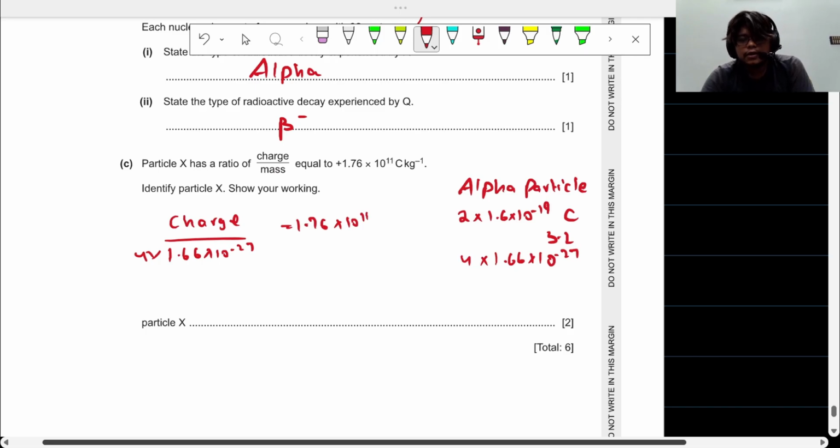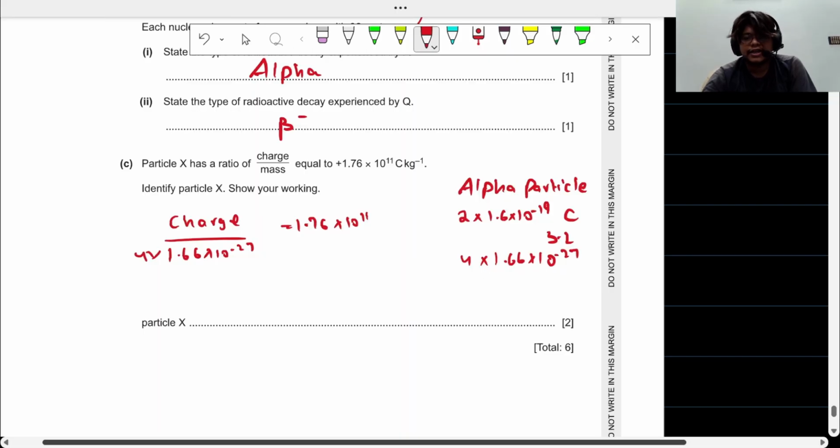Right, so if I work this out, this is 1.76 times 10 to the power 11, and then 1.66 times 10 to the power minus 27, right? So this is what we have. So the charge value is not equal to what we should be getting. It is 116864. So this is not equal to what we are getting. So our assumption is wrong here. This is not an alpha particle.